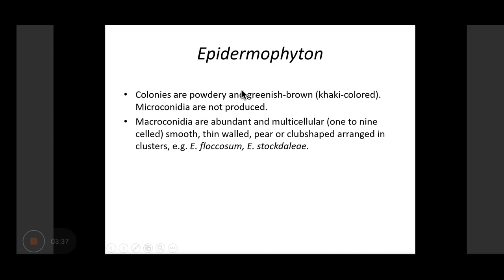Now Epidermophyton: the colonies are powdery and greenish brown, so they are khaki colored colonies. The microconidia are not produced in this, so these are absent in Epidermophyton. Macroconidia are abundant and multicellular, with 1 to 9 cells, smooth, thin-walled, and club-shaped, arranged in clusters. Epidermophyton floccosum is a very important species which causes human infection.